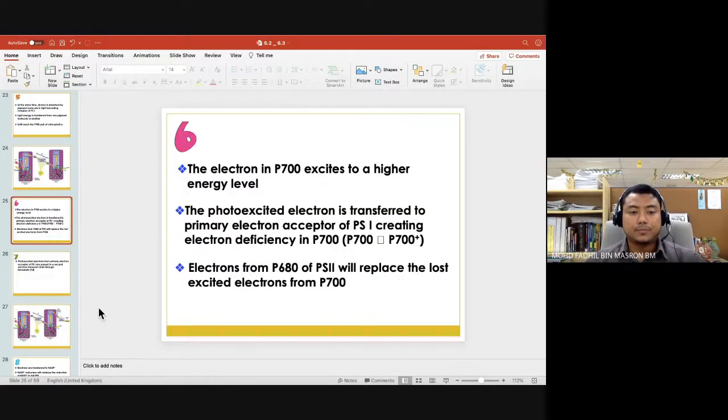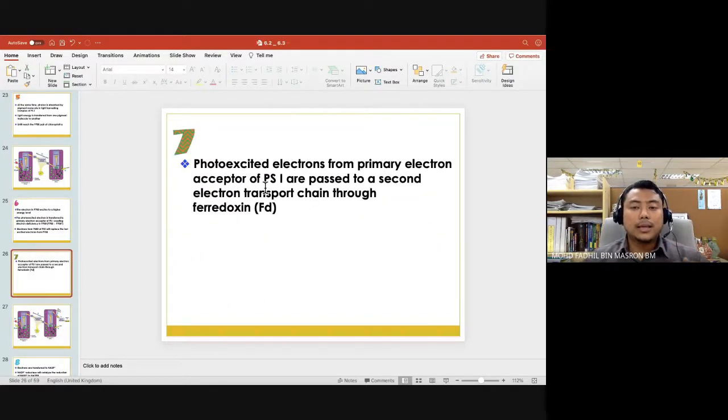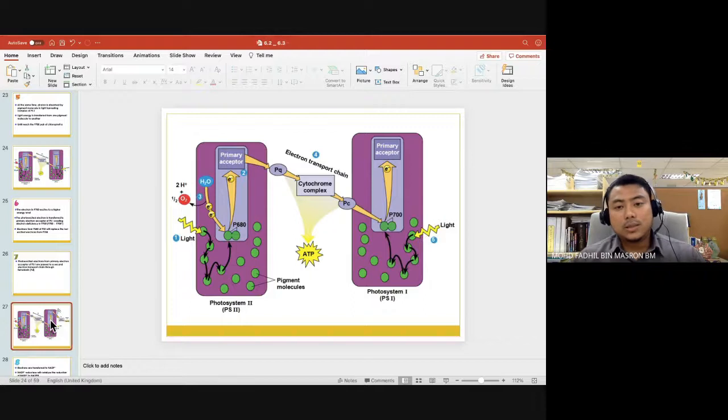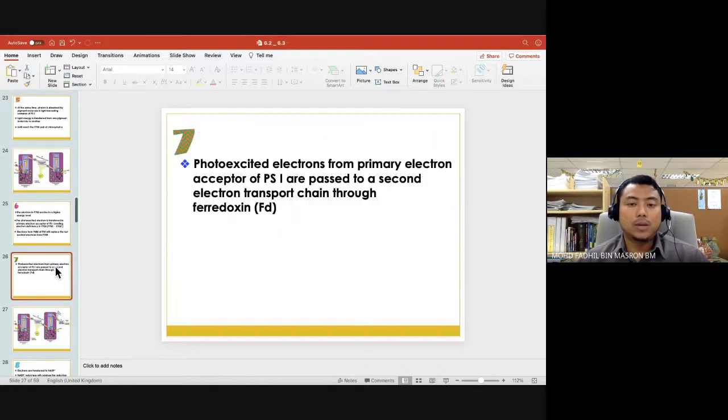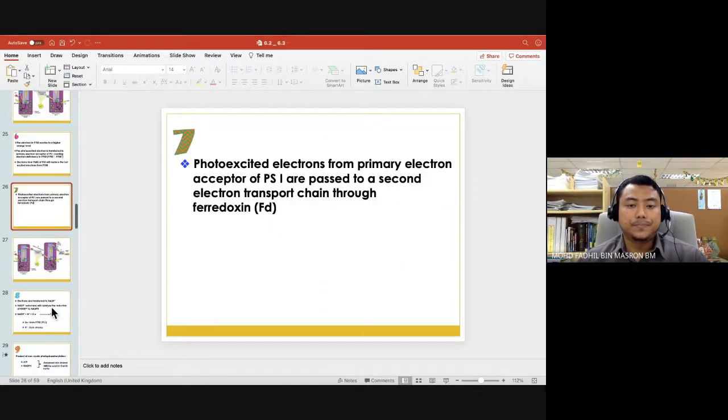Okay. The photoexcited electrons from the primary electron acceptor of PS1 are passed to a second electron transport chain through ferredoxin. So dia ada dua ETC dekat sini, electron transport chain dekat sini. So this is the first electron transport chain, this is the second electron transport chain. So tapi dekat sini hanya ada satu protein sahajalah yang terlibat, iaitu ferredoxin, which is simbol dia FD over here.